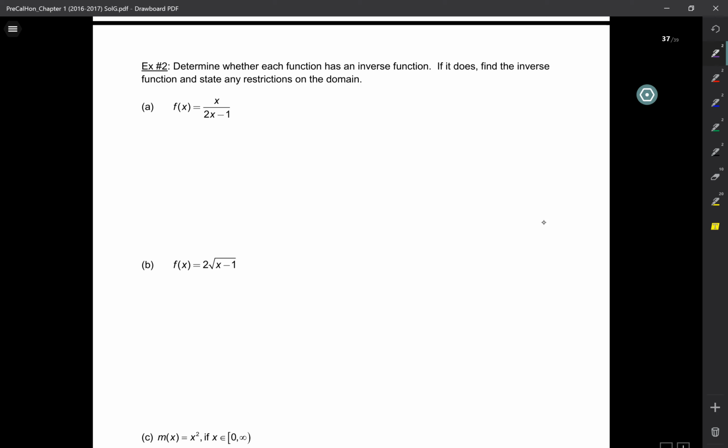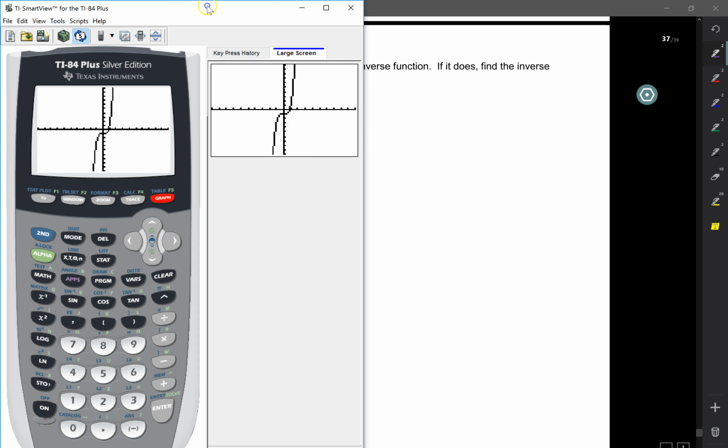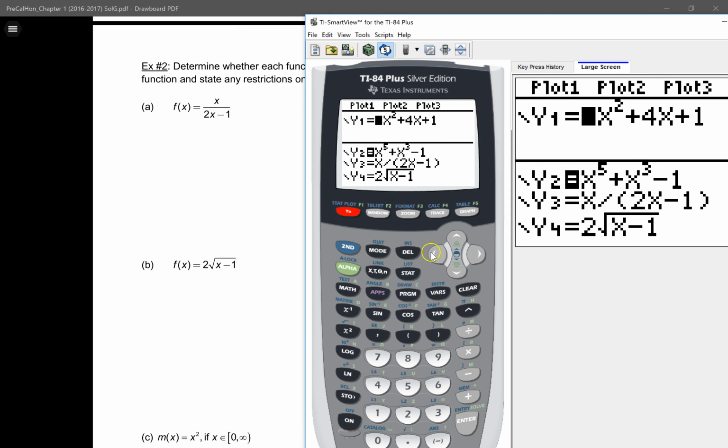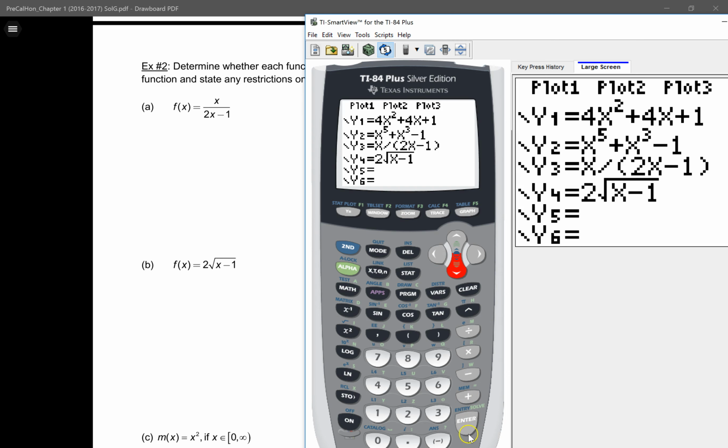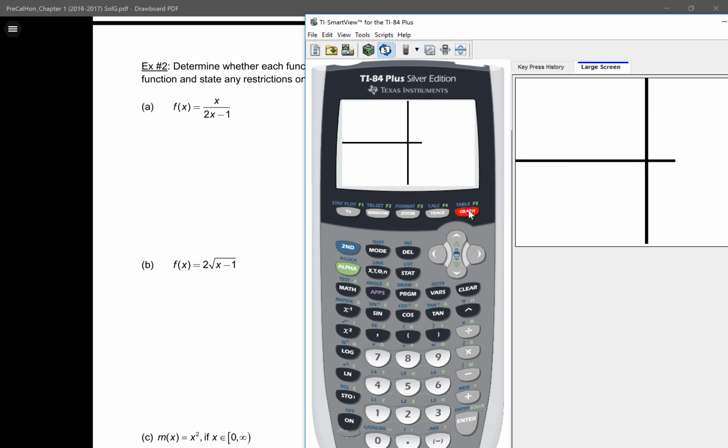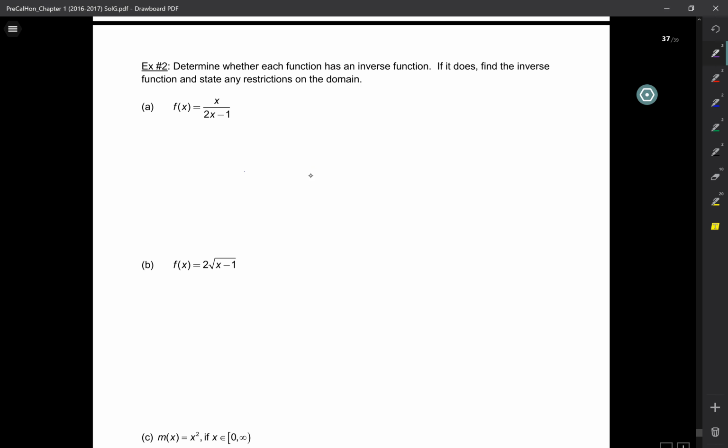First it says determine whether the function has an inverse function. I happen to have graphed that one as well. This is the third function now: x over 2x minus 1. Here there is a horizontal asymptote, which means they're not nearing the same line. One of the horizontal lines is above the asymptote, the other one is below the asymptote. So this does pass the horizontal line test. All right, let's find the inverse of this.